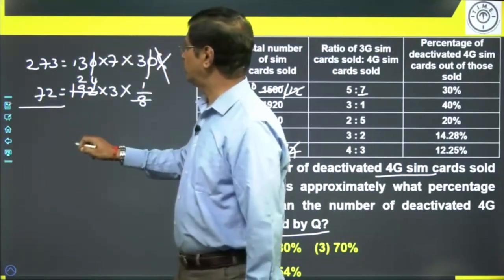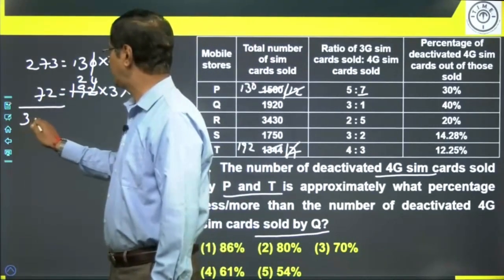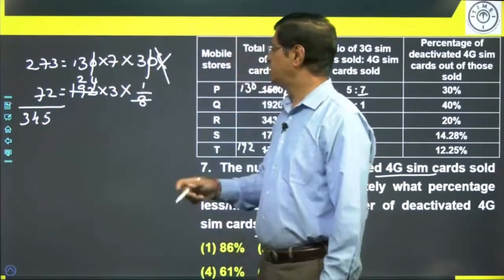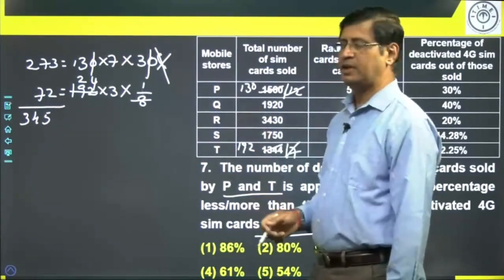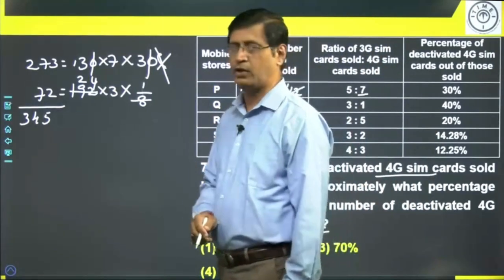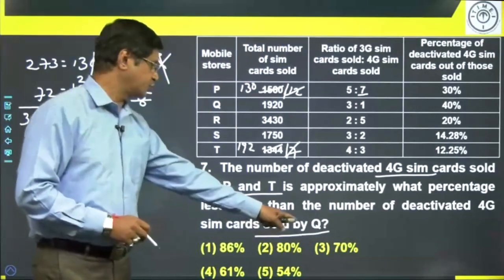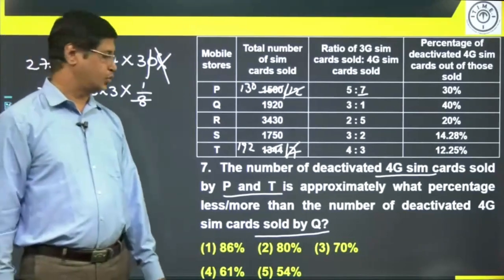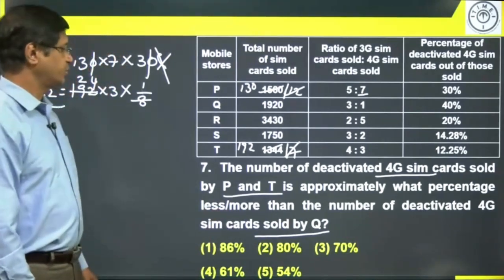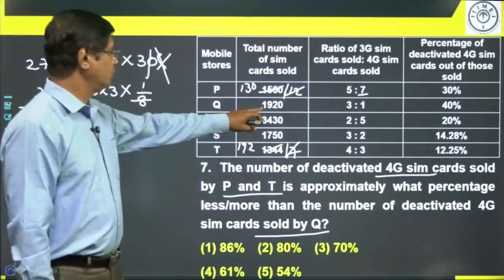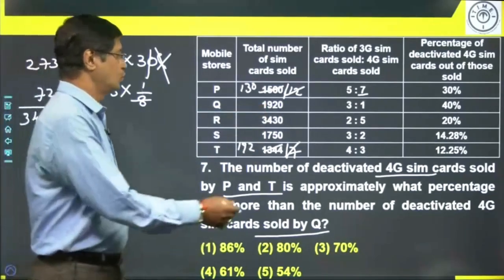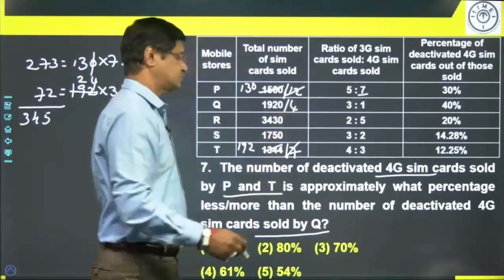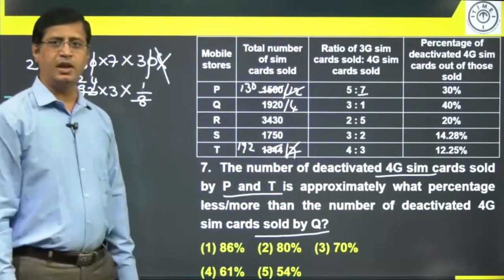Now the sum of these two numbers is equal to 345. This is the P value and T value. The sum of P and T is equal to 345. Now he is asking with respect to Q, the deactivated SIM cards here. So what is the value of Q? Q is equal to 1920. The sum of the ratios is 1 plus 3, that is 4.